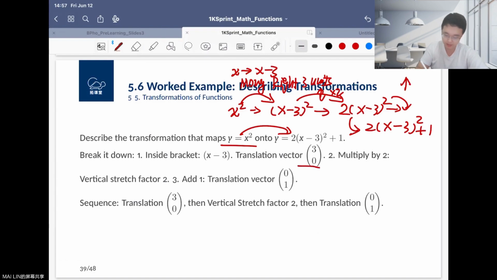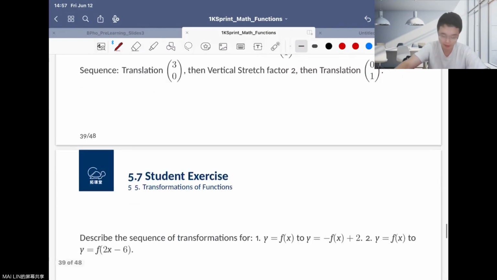Okay, so you can say the first translation is x moving right 3 units, right? And it is the vector (3, 0), okay? And after that, we multiply by 2, it means the stretch factor is 2. And the third is moving upward, that is (0, 1), right? The 3 vectors can represent the transformations here, okay?